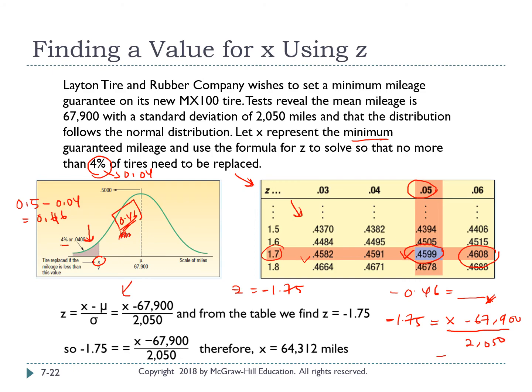2,000. Okay, so what should you do? So negative 1.75 multiplied by 2,000, you should get the value of negative 3,500. And you have X minus 67,000. And if let's say you want to put your X on your left side, then you want to put your negative 3,500 into the right side, so you should get the value of 63,500. Okay, so this is how you want to compute the X value.